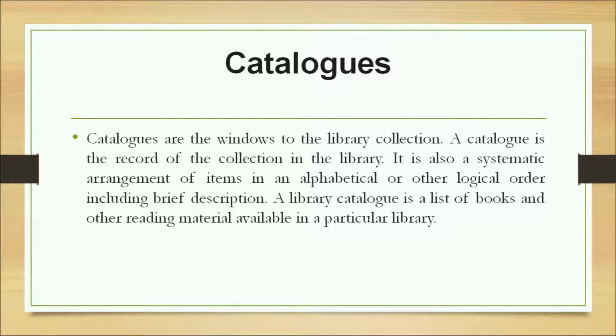A catalogue is the record of the collection in the library. It is also a systematic arrangement of items in an alphabetical or other logical order, including brief description. A library catalogue is a list of books and other reading material available in the collection.